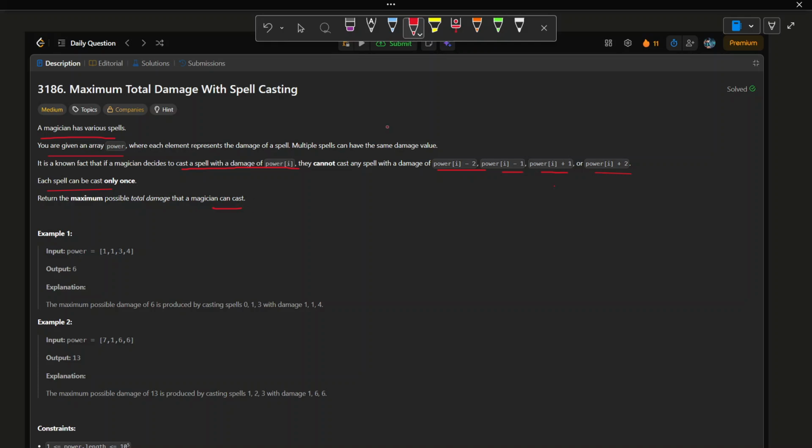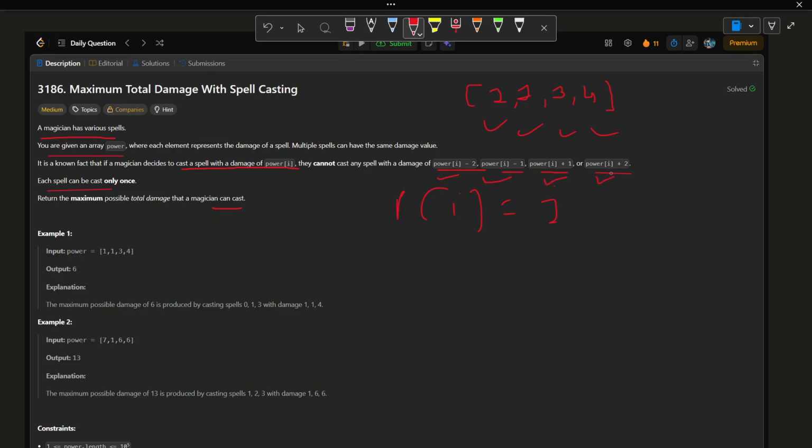So I will consider this test case: 1 1 3 4. This is the type of test case we are checking here. If we consider power[i] equals 1, then we cannot consider power[i-2], power[i-1], power[i+1], and power[i+2].